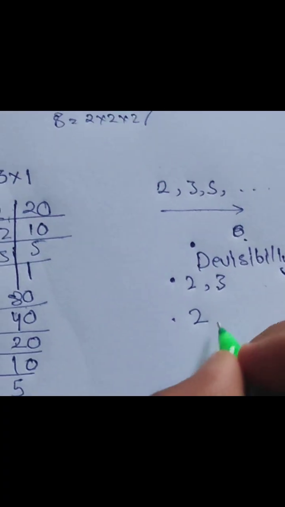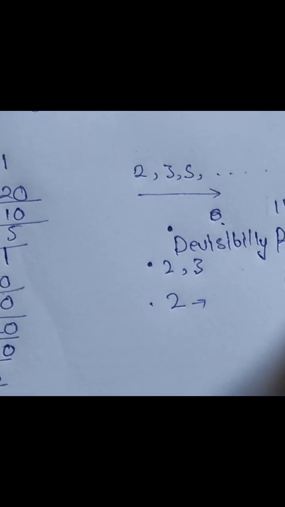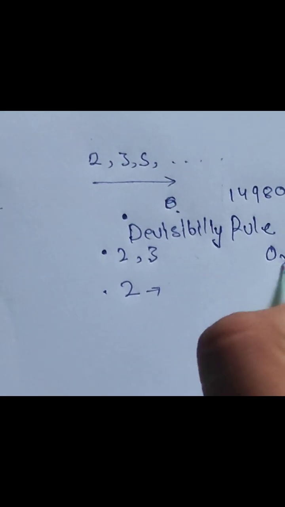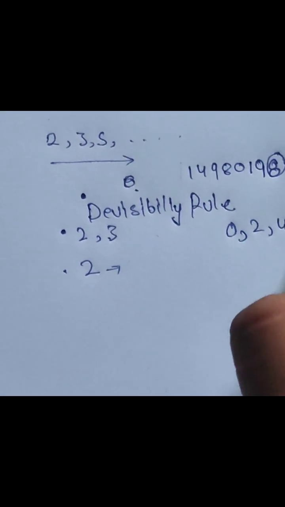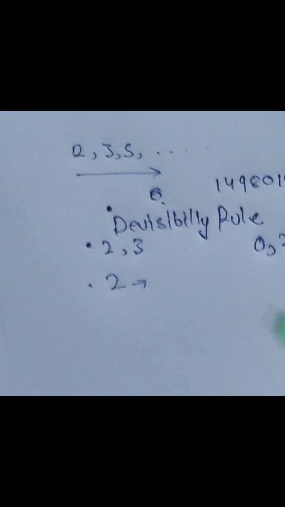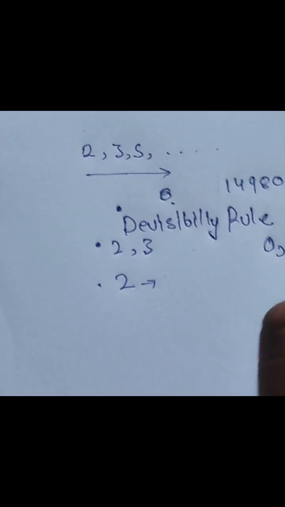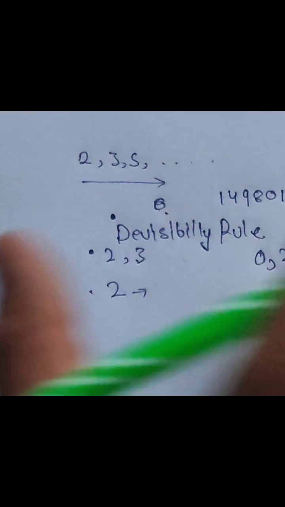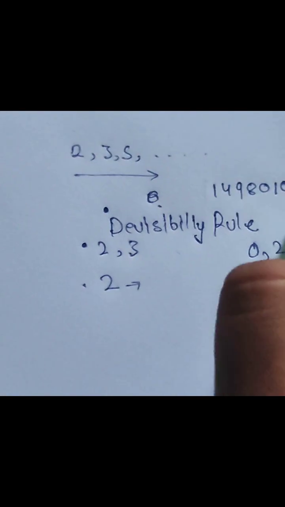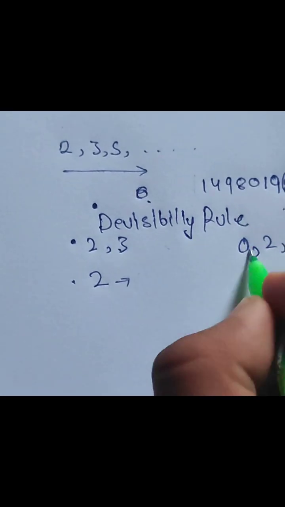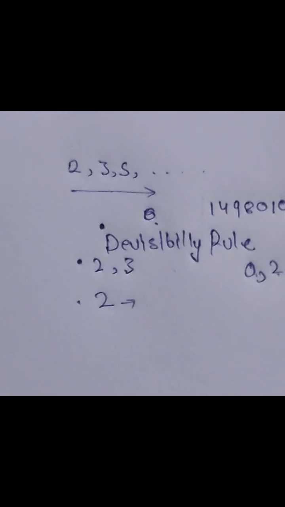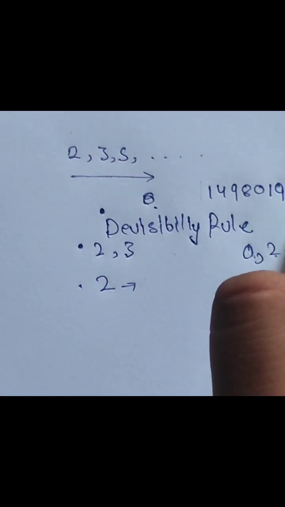So for 2, if the unit digit is a multiple of 2, meaning an even number, 0, 2, 4, 6 and 8. Now 10 always becomes 0, and after that it repeats: for 12 it is 2, for 14 again 4, 16 is 6 and 18 is 8. So the divisibility rule for 2 says if the unit digit is 0, 2, 4, 6 or 8, then the number is always divisible by 2.